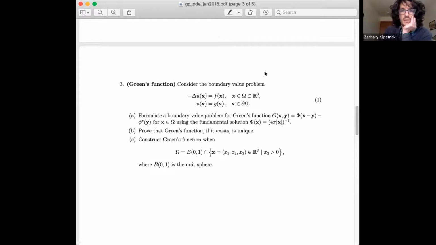So part A of this problem is to essentially go from this boundary value problem for the Poisson equation with the Dirichlet boundary condition to the boundary value problem for the Green's function, and to write what you need out in terms of your fundamental solution, and then anything else you need to formulate your Green's function. So actually, this one shouldn't take you too long. So maybe we'll do 5 to 7 minutes in the breakout rooms.